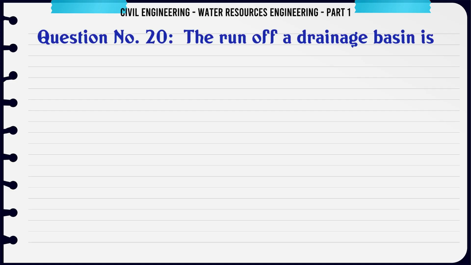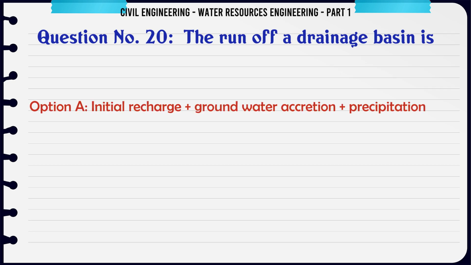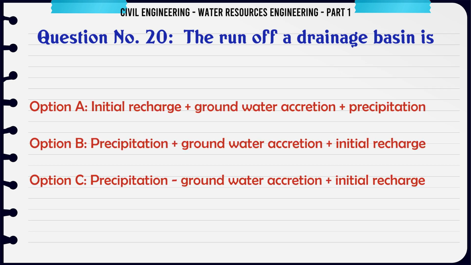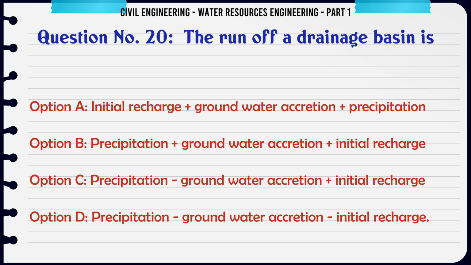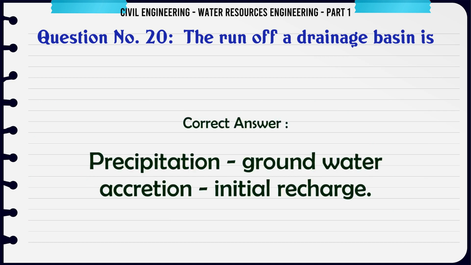The runoff of a drainage basin is: A. Initial recharge plus groundwater accretion plus precipitation, B. Precipitation plus groundwater accretion plus initial recharge, C. Precipitation, groundwater accretion plus initial recharge, D. Precipitation, groundwater accretion, initial recharge. The correct answer is precipitation, groundwater accretion, initial recharge.